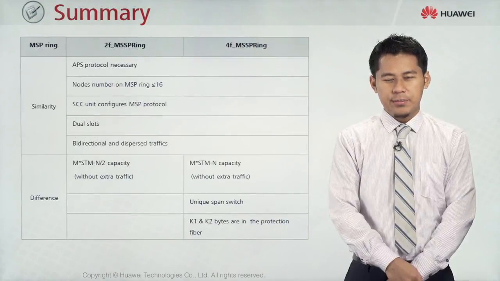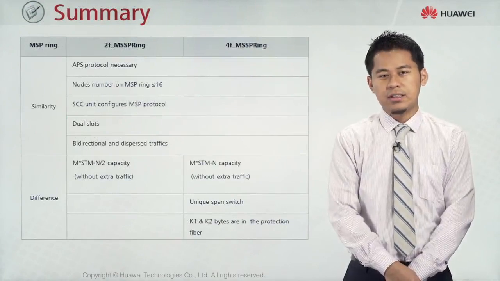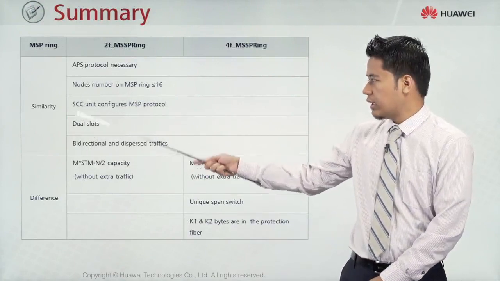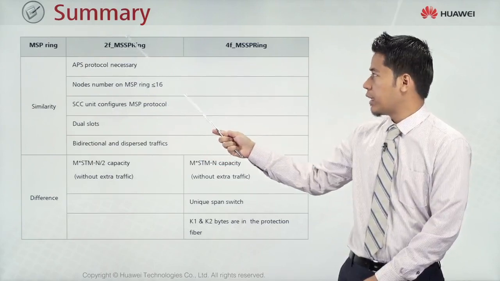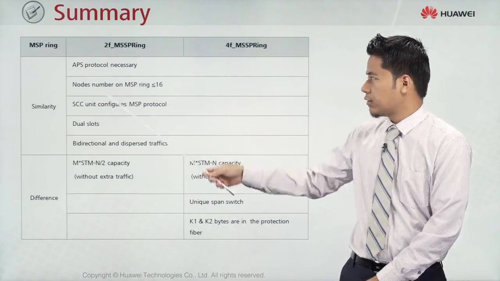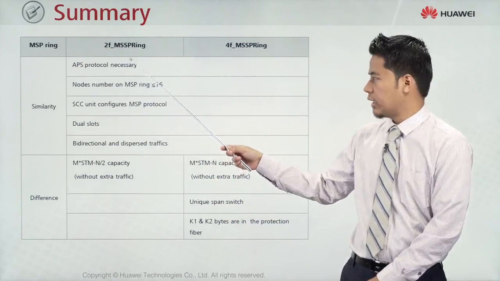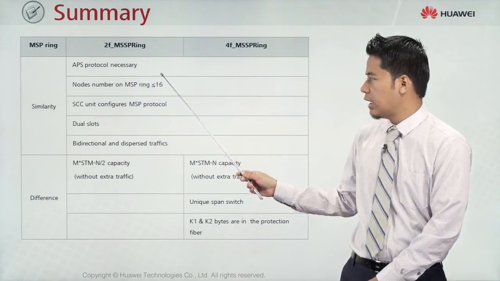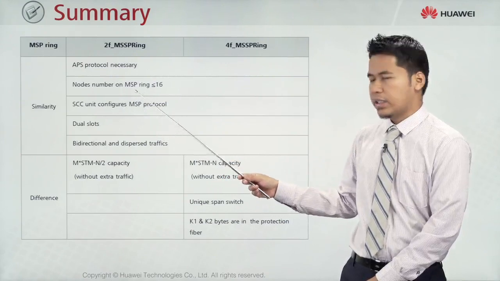Now let's go through a summary of this protection, which is the 2-fiber and also the 4-fiber MSP ring. Here we can see we have differences and also similarities. So here we have an MSP ring, this is 2-fiber and this is 4-fiber. In terms of similarity, of course the APS protocol will be necessary and important here. Here will be the node of the MSP ring, which is the 16 time slot here. And this is the SEC to configure the MSP protocol for dual slot and the rest.